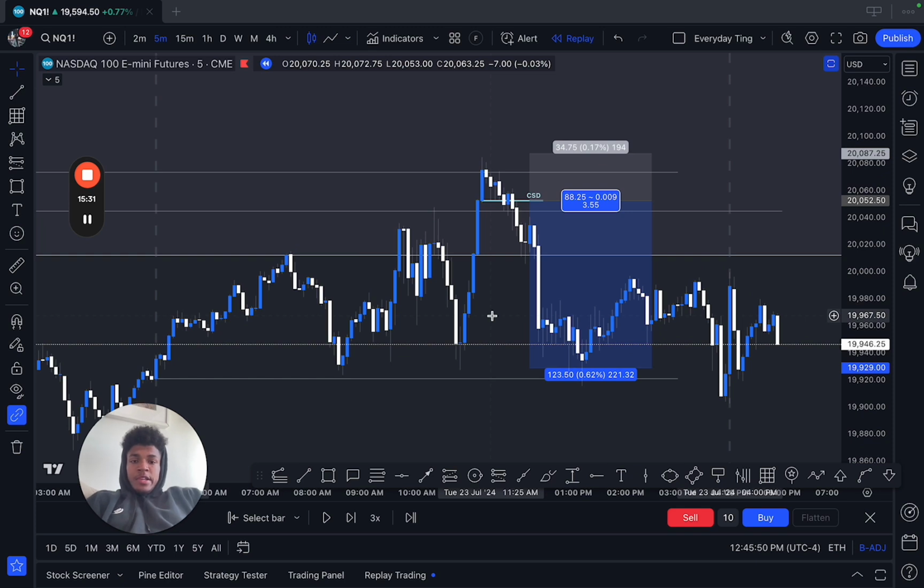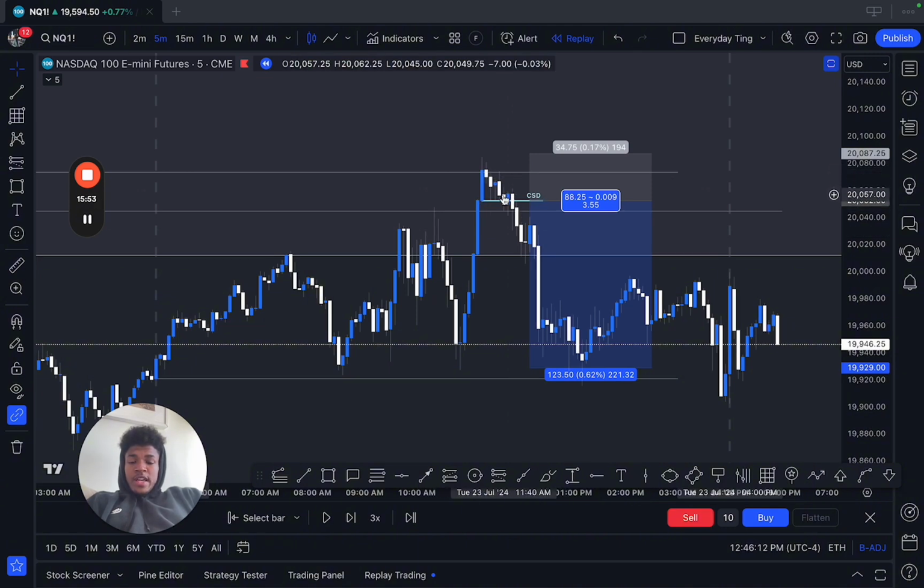Why is this high probability? Because one, we're trading in line with the weekly candle expansion. Two, we're trading in line with the daily key level that's getting hit. We also have liquidity in the form of sell-side liquidity formed here that we're trading to. And plus, this is a reversal.